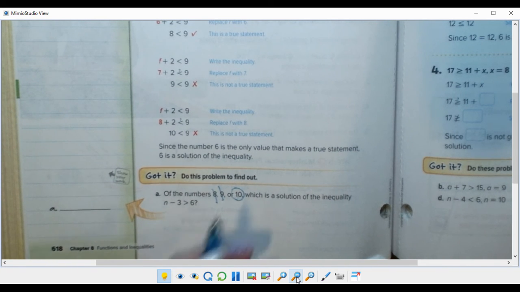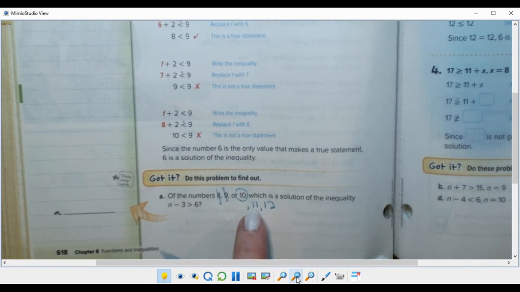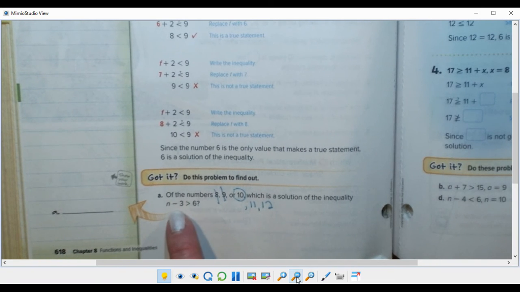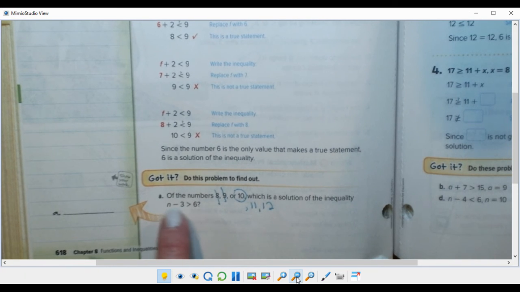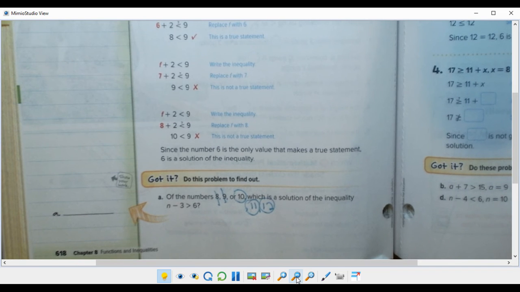Now, if they gave me a longer list, they said check 11, check 12, check 13, these would also be answers. You can have multiple numbers that make this be true, right? Because 11 minus 3 is 8, and 8 is greater than 6. 12 minus 3 is 9. 9 is greater than 6. Anything that makes this be true is a possible solution. Okay, so that's when you're given a listing you have to check.